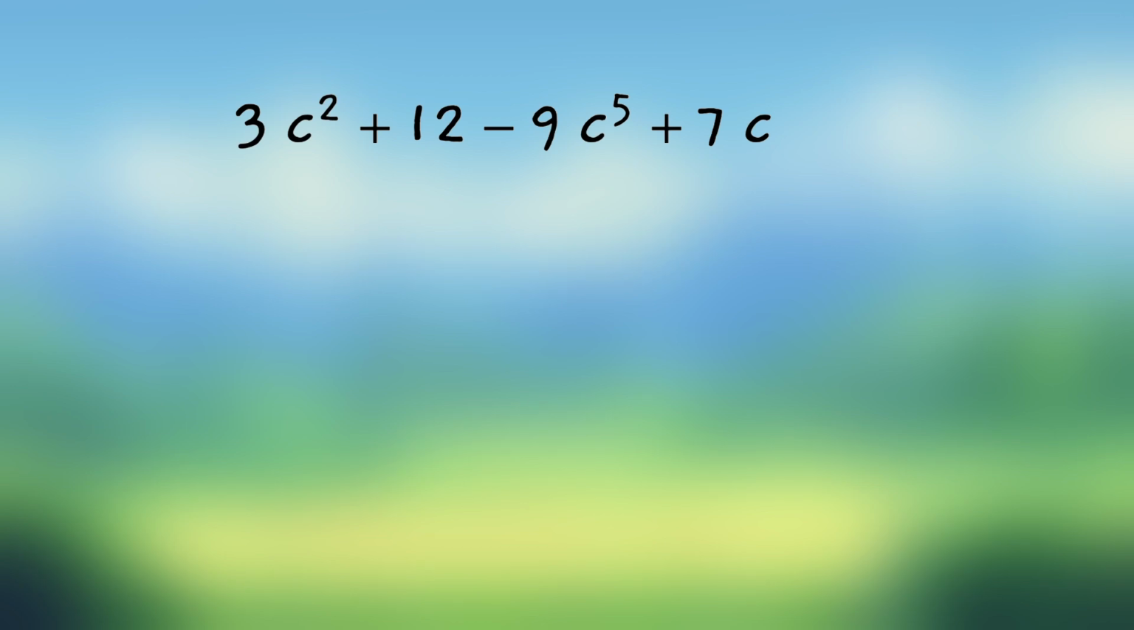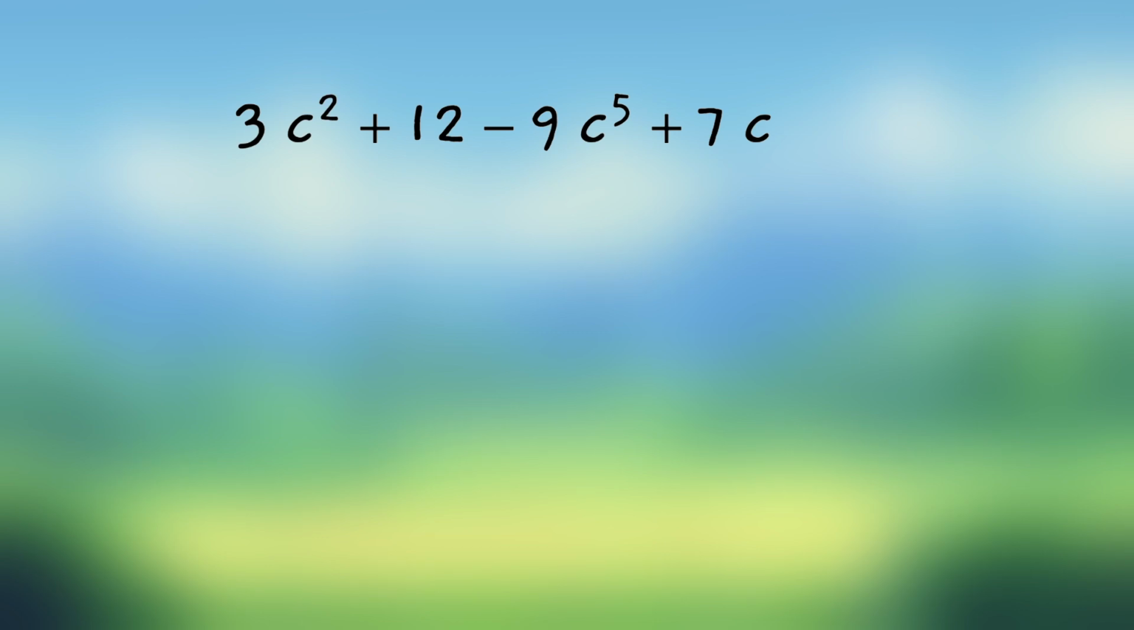To understand why there's a standard form, let's look at another polynomial. And this one is going to be 3c squared plus 12 minus 9c to the 5th plus 7c. This polynomial has 4 terms, and there are actually 24 different ways you could write this polynomial.